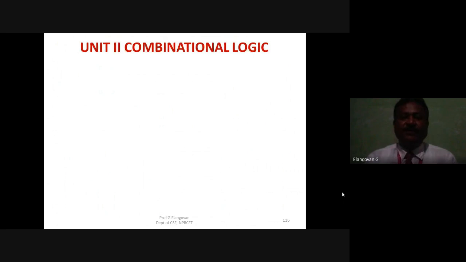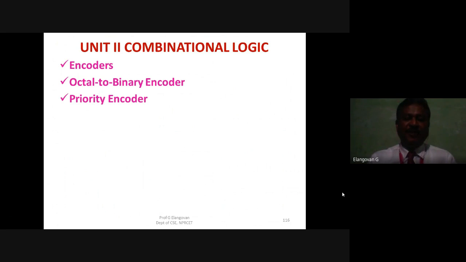So students, in this video we discussed the encoder, with one example as the octal to binary encoder, and the priority encoder.